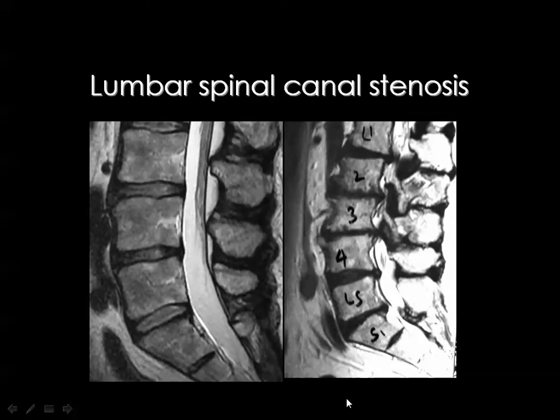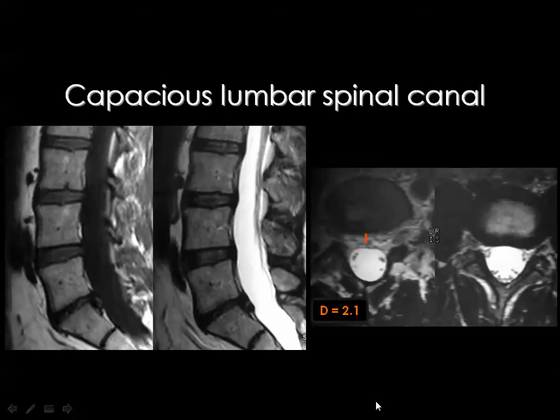Then you can easily say that this canal is very tight, because the cauda equina nerve roots are running in a very tight canal with little CSF around, compared to this normal canal with adequate CSF around the cauda equina nerve roots.